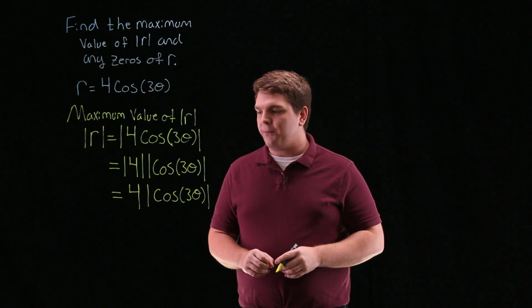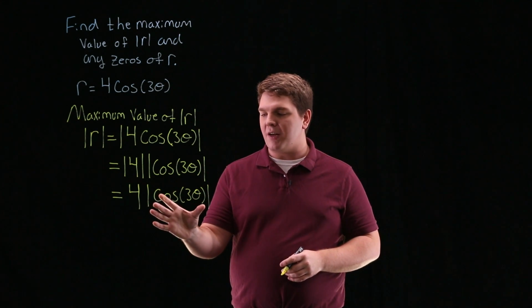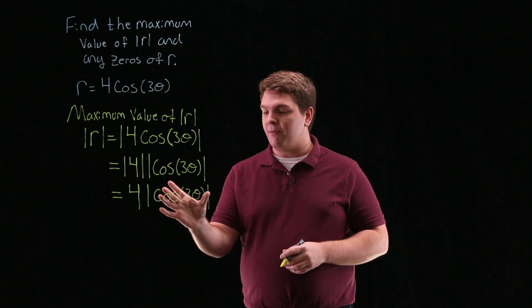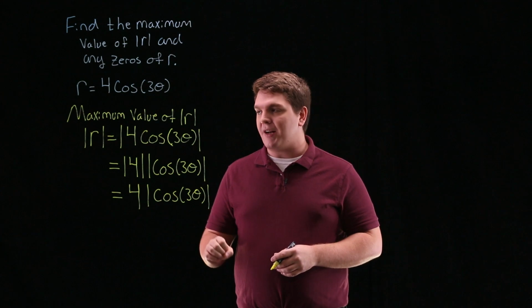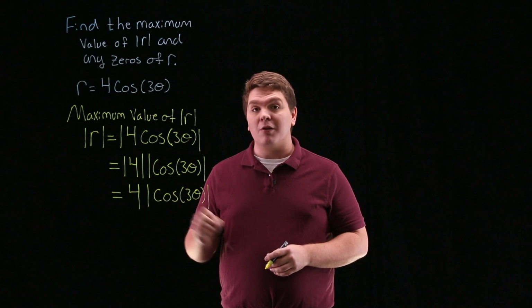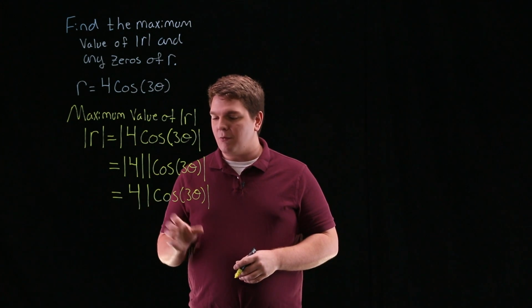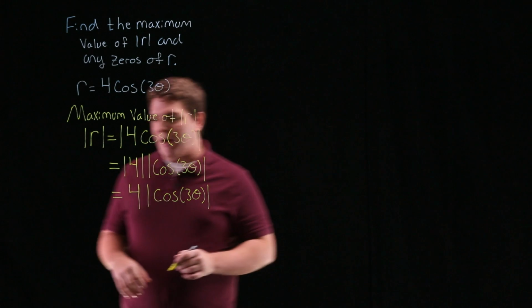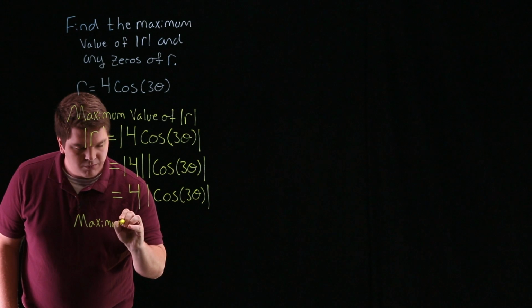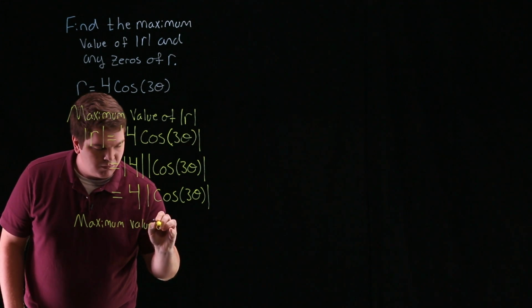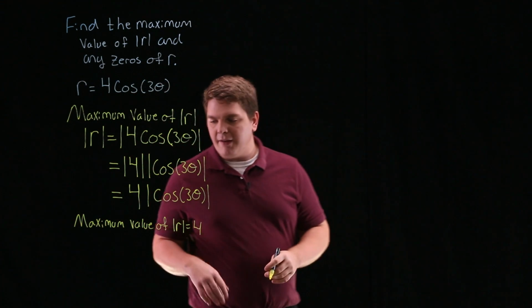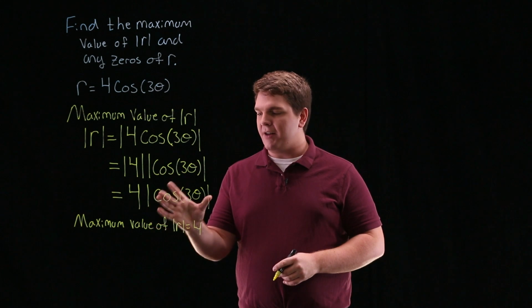Just looking at this, we know that the largest that cosine of 3 theta is going to get in absolute value is 1. That happens when cosine of 3 theta is equal to 1 or minus 1. So what that tells us is that the maximum r value is going to be 4. After we write that down, we'll find out where that happens. So the maximum value of the absolute value of r is equal to 4.